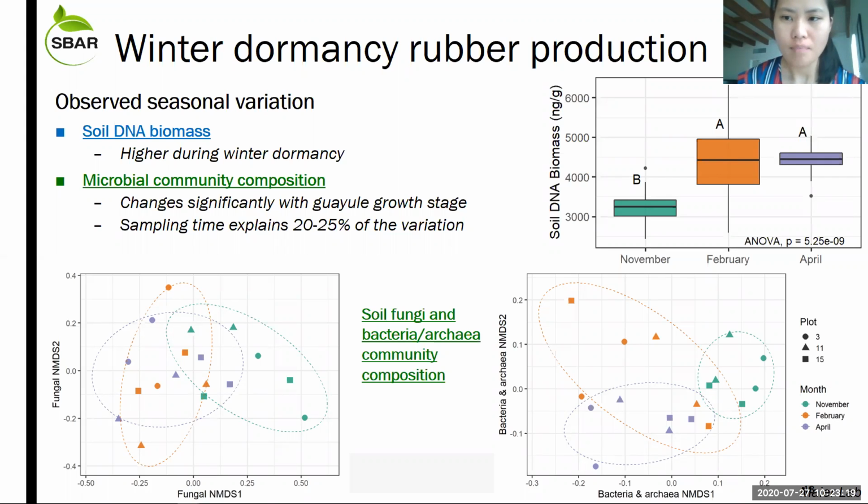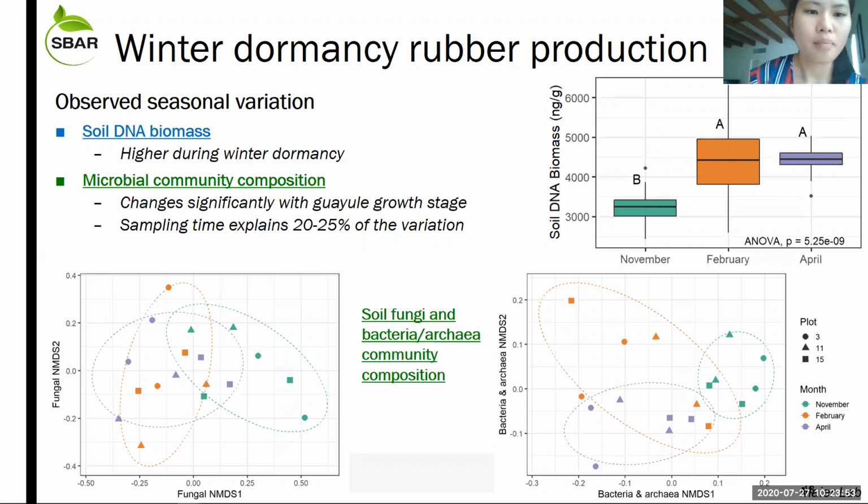First, the top right-hand graph shows that there's a significant increase in DNA biomass from November to February. DNA biomass includes the soil microbes we talked about and also plant residues. We also performed amplicon sequencing on the extracted soil DNA to characterize the microbial community. The bottom 2 graphs are ordination plots of beta diversity, and each point on the plot represents a sample. You can see from how they cluster that it clusters according to sampling time, which is divided up by the different colors and also by the ellipses.